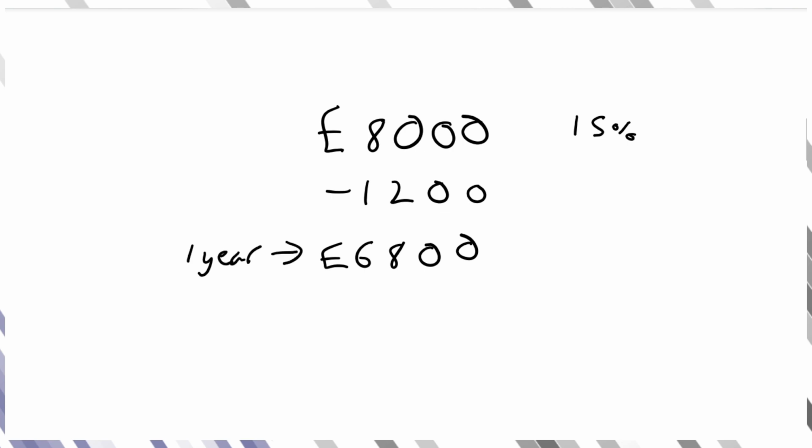The next year, instead of just taking away 1,200 again, we would be taking away 15% of 6,800. Now, we're not going to be taking away as much as 1,200 this time, because 15% of 6,800 is less than 15% of 8,000. So let's find 15% of 6,800. 10% would be 680. And 5% is half of that, so 340. If we add those together, we get 1,020.